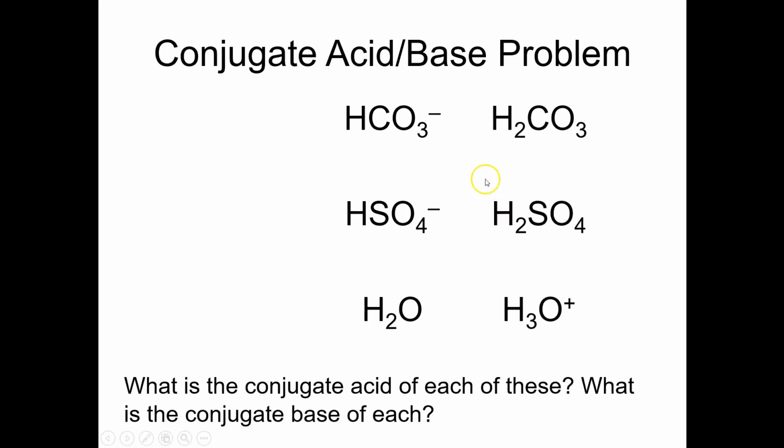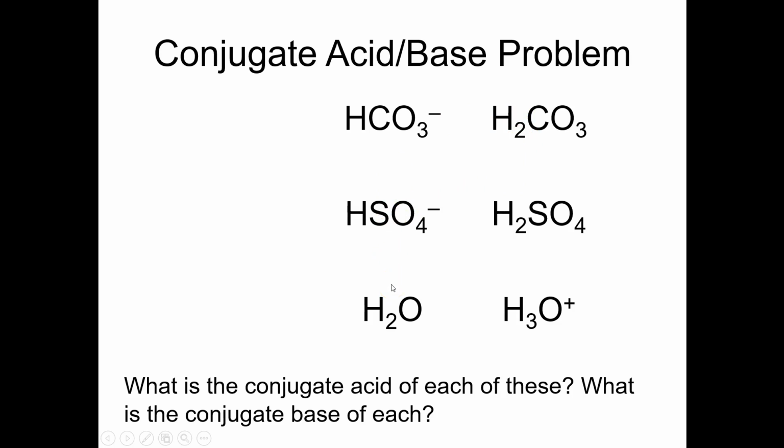Well, here are the conjugate acids. Remember, to go from a base to its conjugate acid, you add an H plus. When I add an H plus to bicarbonate, I get carbonic acid. When I add an H plus to bisulfate, I get sulfuric acid. When I add an H plus to water, I get hydronium. So each of these is the conjugate acid of the corresponding species in the middle.